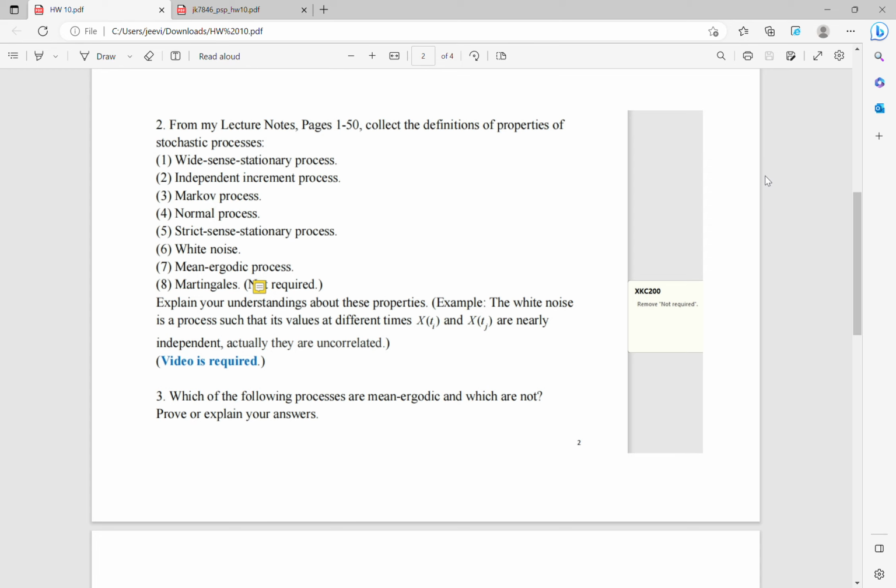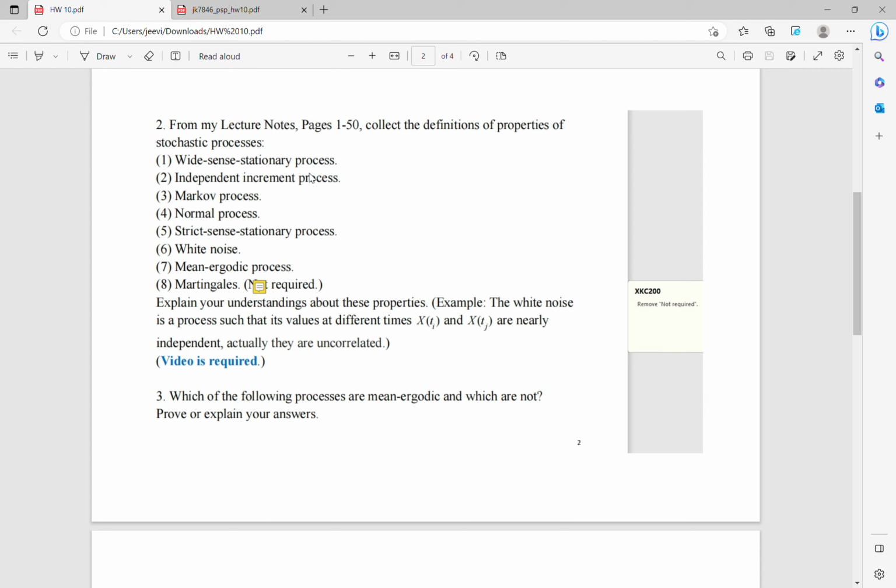From my lecture notes, pages 1 to 50, collect the definitions of properties of different stochastic processes. That is, wide sense stationary process, independent increment process, Markov process, normal process, strict sense stationary process, white noise, mean ergodic process, and martingales. We are asked to explain our understanding of these properties.